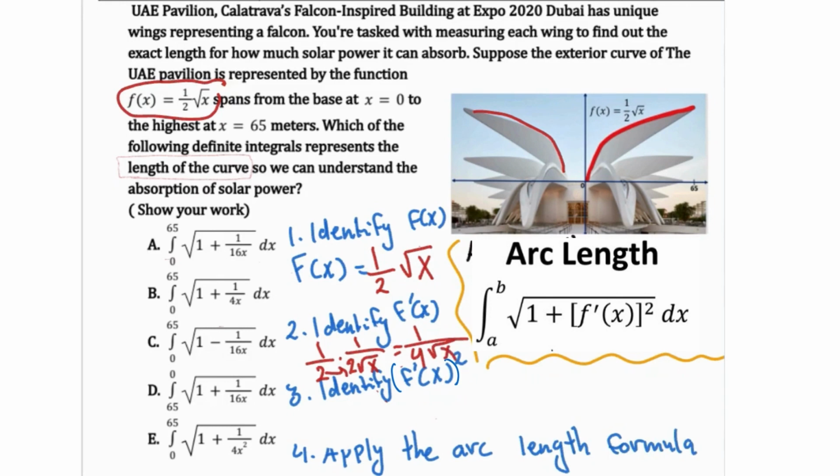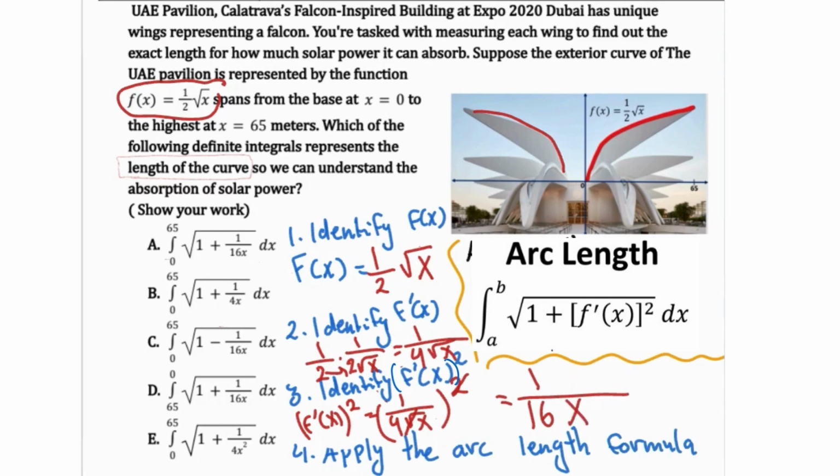Next, we will identify f prime of x square. So f prime of x square will equal 1 over 4 radical x square. So 1 will stay the same because 1 times 1 is 1. 4 square is 16, and with the radical the square will cancel the radical, so it will be x.